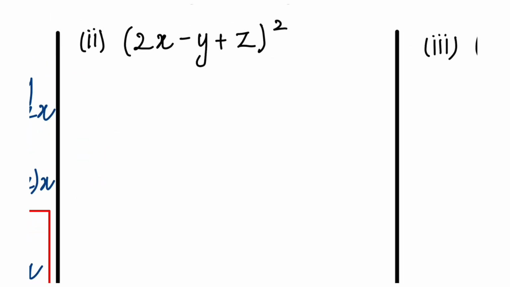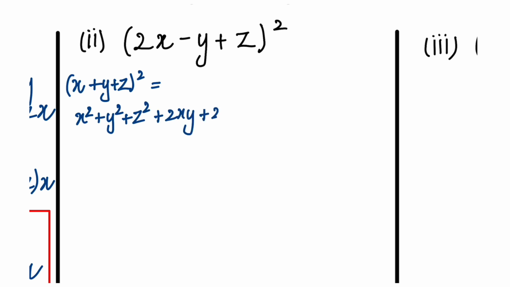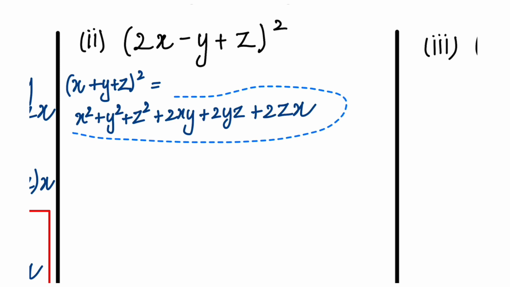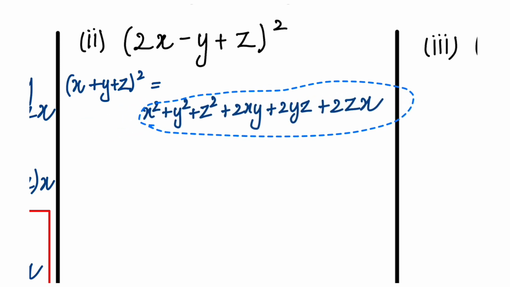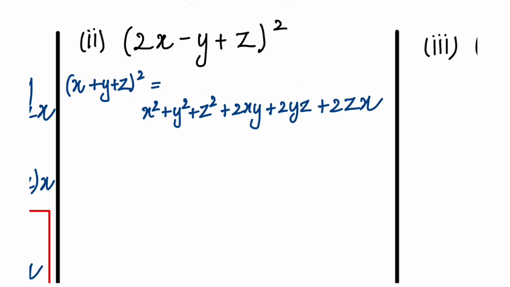Now moving on to the second subdivision, it's again going to use the same identity. So x plus y plus z the whole squared is equal to x squared plus y squared plus z squared plus 2xy plus 2yz plus 2zx. I know it's quite boring for you to write the identity again and again. It's boring for me too, but I'm doing it because it would get inside your mind easily if I do it again and again. So in this case 2x is what we have instead of x and minus y is what we have instead of y and z itself for z. So we are going to just apply that here.